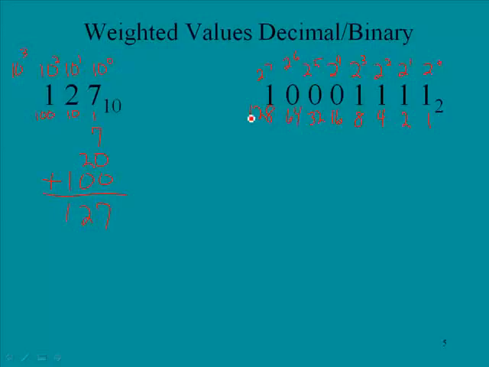Now, this is an example here. Let's say we had the binary value of 1, 0, 0, 0. And we would look at this and say, well, there's nothing here, nothing here, nothing here. But we have a value here, 1 times 2 to the third, and that would equal 8.